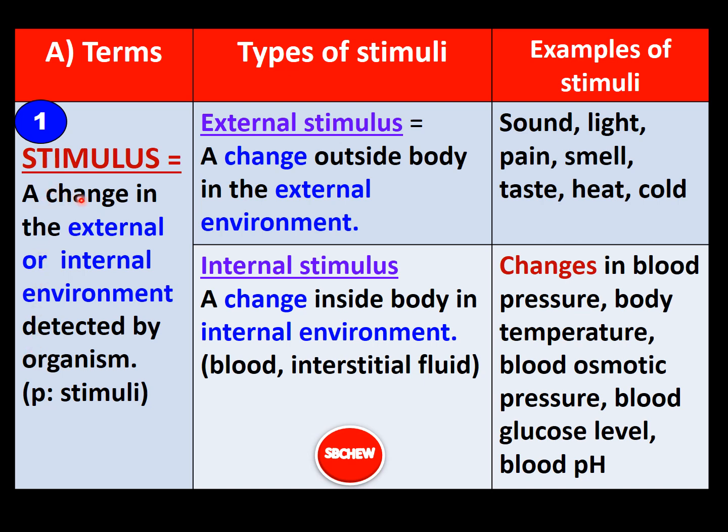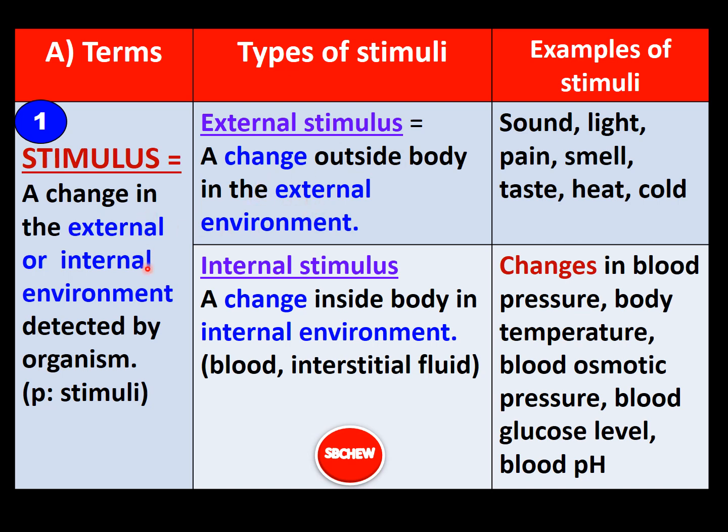So this change can occur in the external environment, meaning in the environment outside our bodies, for example, in the home or in the classroom or in the field or in a shopping mall. And these changes are detected by the organism or the human being. Okay? So changes in the external environment are called external stimuli or external stimulus. So a change outside the body in the external environment.